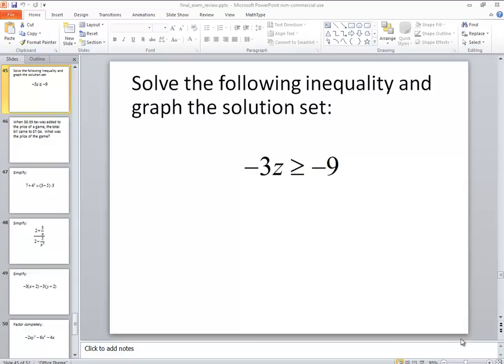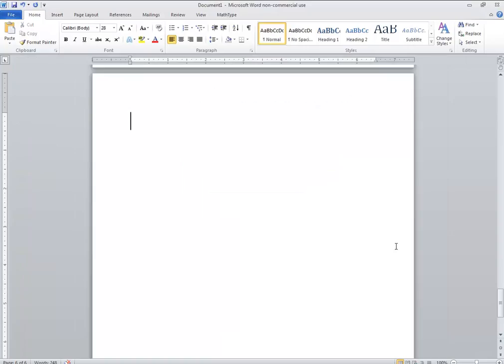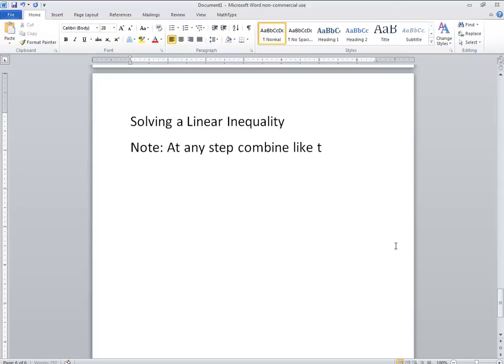Let's take a look at this problem. This is solving a linear inequality. So let's review our steps. Solving a linear inequality. We have a note at the top. It says at any step, combine like terms and combine numbers.